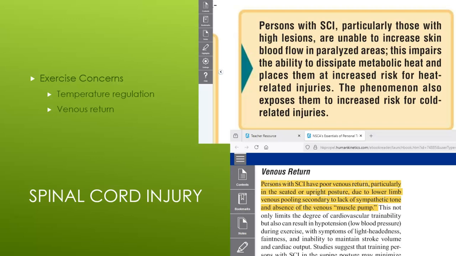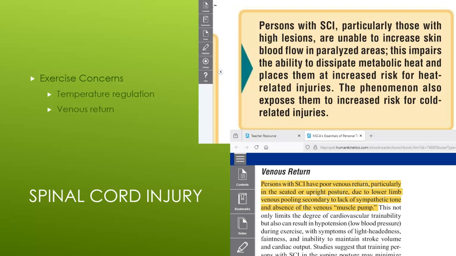So these individuals are also paralyzed, and they lose not only function of the muscles, but they have a little bit of loss on the sensory side as well. So now you have a bit of a double whammy here. They can't really dissipate metabolic heat, and they can't really feel the increase or decrease in temperature in the environment itself.